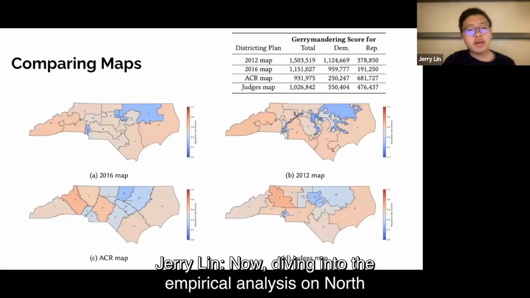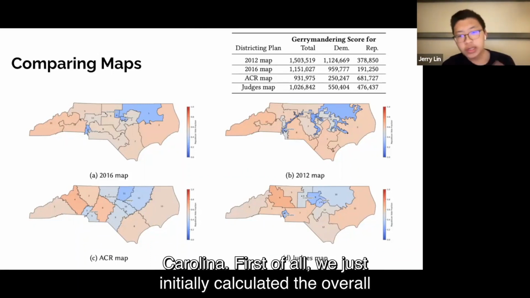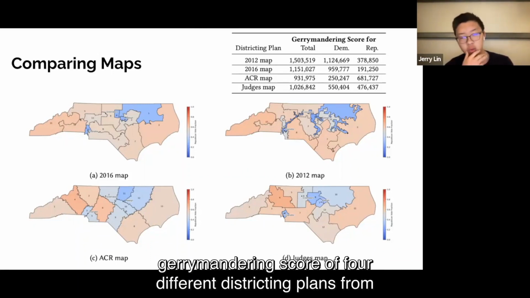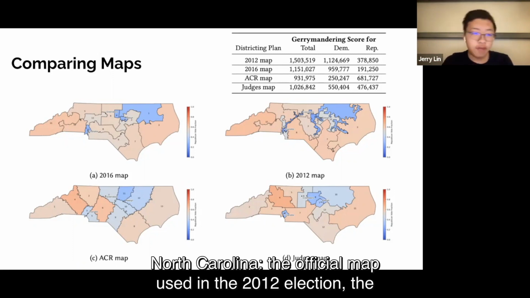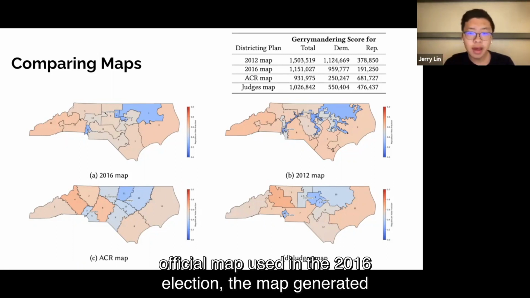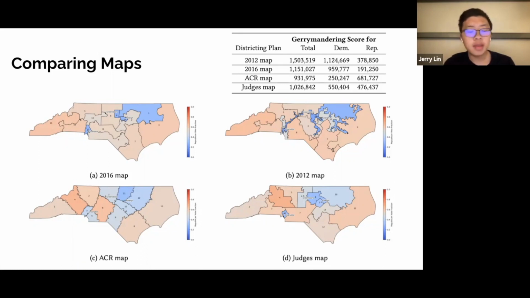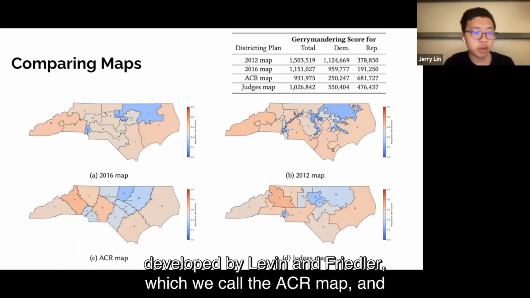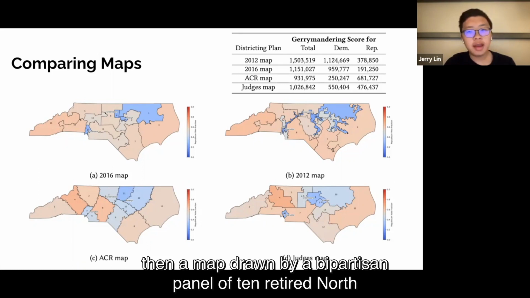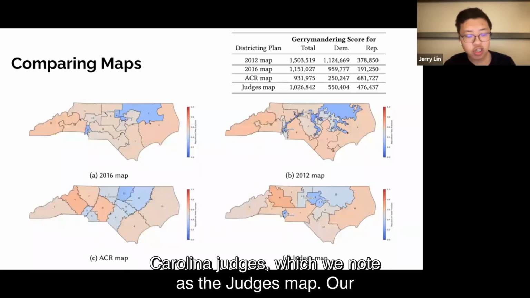Now, diving into the empirical analysis on North Carolina, first of all, we just initially calculated the overall gerrymandering score of 4 different districting plans for North Carolina. The official map used in the 2012 election, the official map used in the 2016 election, the map generated using the divide and conquer redistricting algorithm developed by Levin and Friedler, which we call the ACR map, and then a map drawn by a bipartisan panel of 10 retired North Carolina judges, which we denote as the judges map.